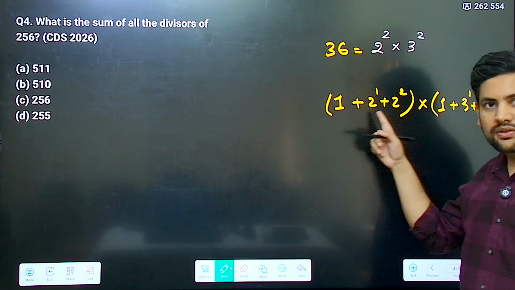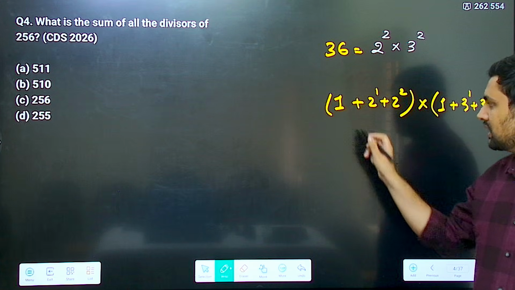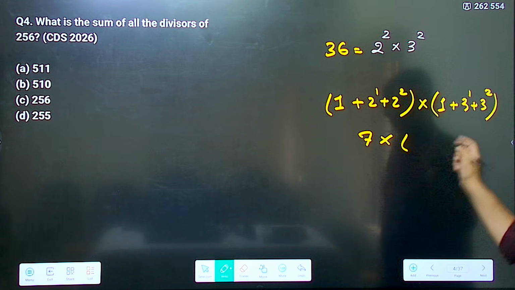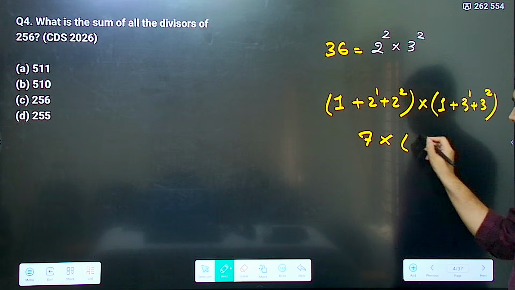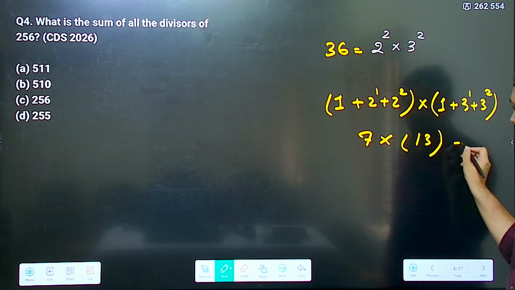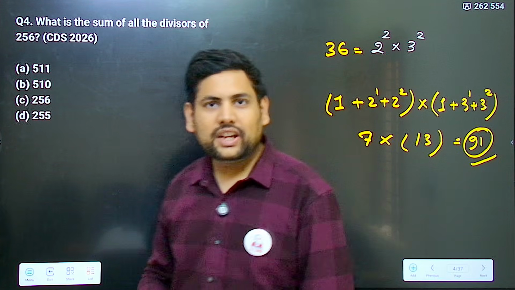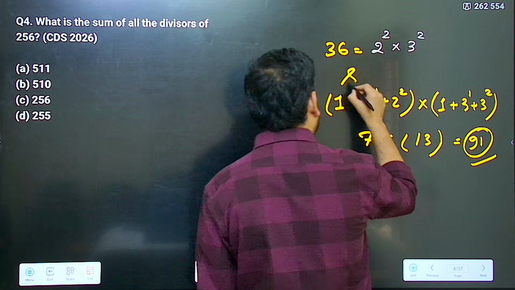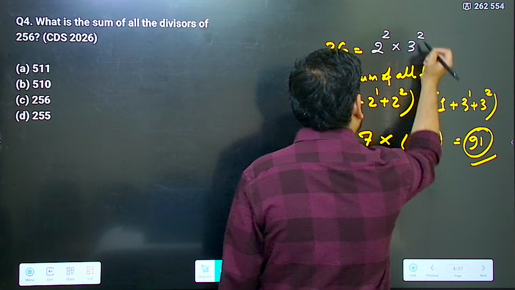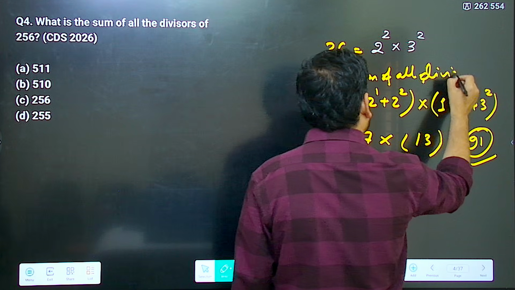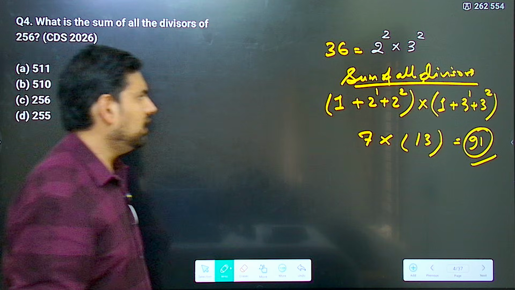2 square is 4. 4 plus 2 is 6. 6 plus 1 is 7, into. Now 3 square is 9. 9 plus 3 is 12. 12 plus 1 is 13. 7 into 13, 91 becomes the answer. This is how you calculate the sum of all factors, or divisors if you are taking it here. Understood? This is the formula.